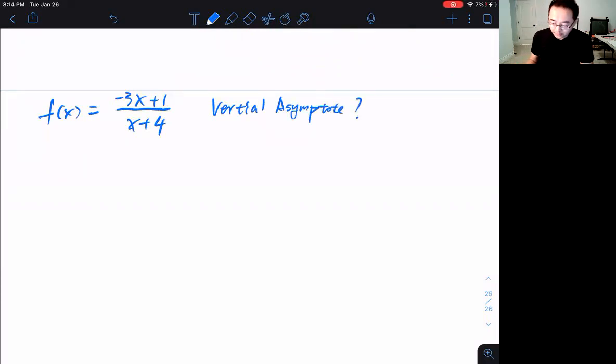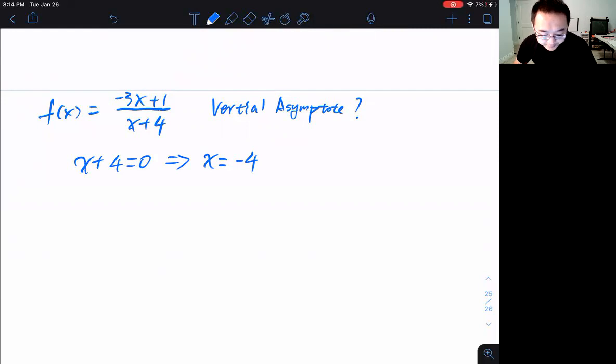Well, to find the vertical one is easy. You just set the denominator to 0 and solve for it, right? That tells you x equals negative 4 is your vertical asymptote. So yes, there is one, and this is how you get to it, okay? But let's look at some horizontal ones or other types.